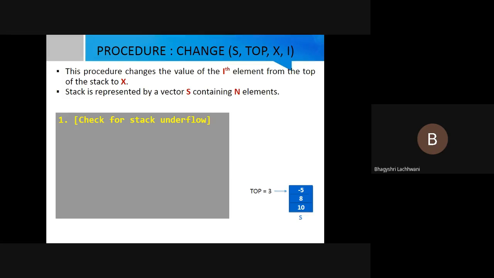So first we will check for the stack underflow. It will be the same. If top minus i, where i is whatever value you want to change, plus 1 is less than or equal to 0, this is the condition for underflow. If it is less than or equal to 0, we will write a message that stack underflow and we will return. That means we will break out of the program and come outside.